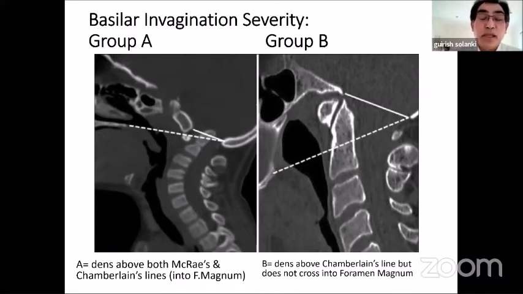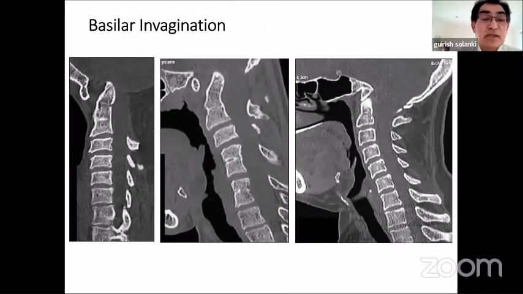Group A is when the tip of the odontoid has crossed McRae's line and is inside the skull. Group B is when the tip of the odontoid has crossed Chamberlain's line, which is the line between the hard palate and the opisthion, but is below McRae's line. So those group A and group B have remained the standard classification of basilar invagination, and that can tell us the severity of the condition, but in both cases, treatment is usually warranted.